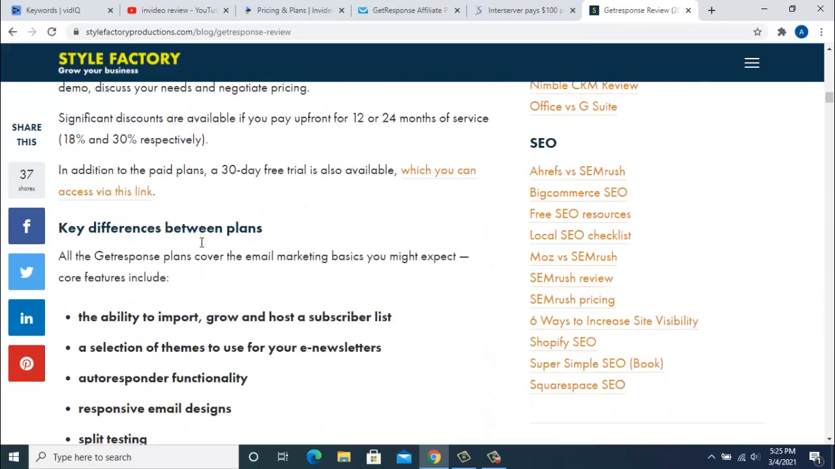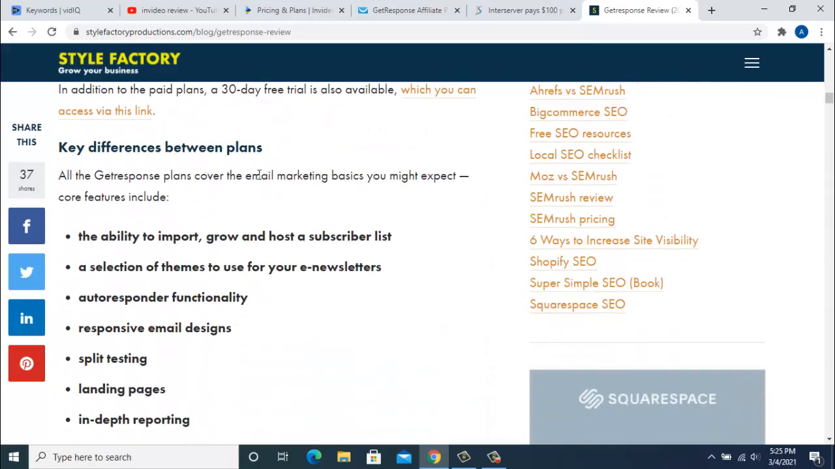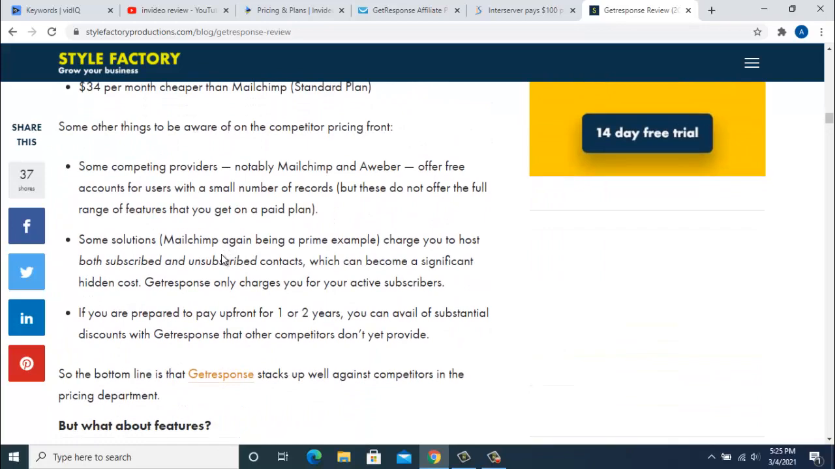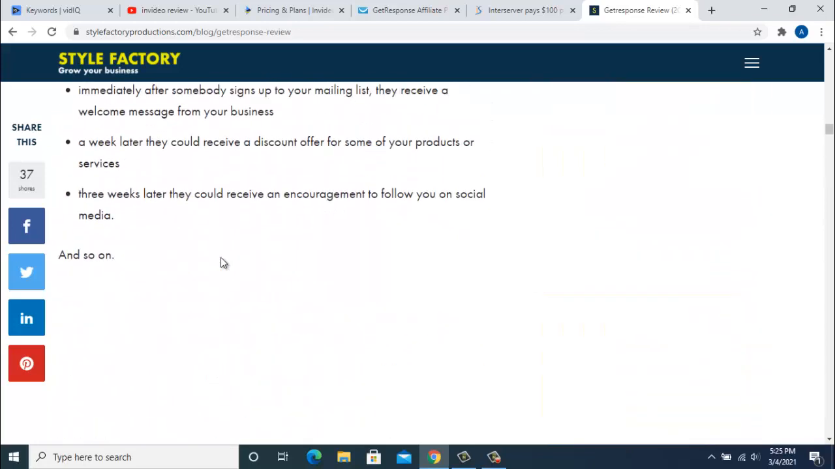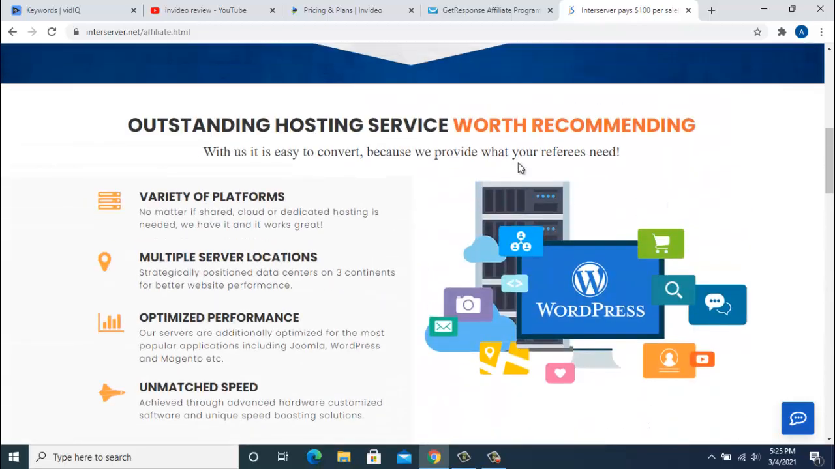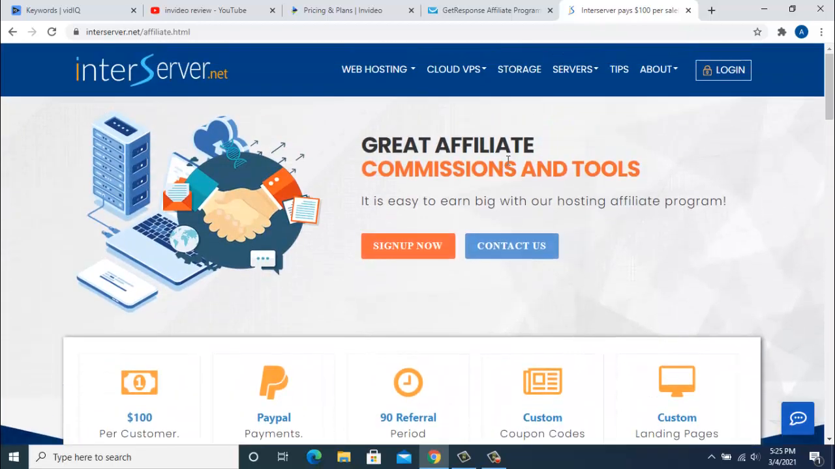You talk about the pricing here, you talk about the key difference between the plans, and then you also talk about how GetResponse pricing compares to its competitors. So you're going to be repeating the same thing. Okay, and it's really simple to create content. When you're reviewing a product, you only talk about the pros, the cons, the pricing, and how it stacks up with its competition, and why you think people should go ahead and purchase this.